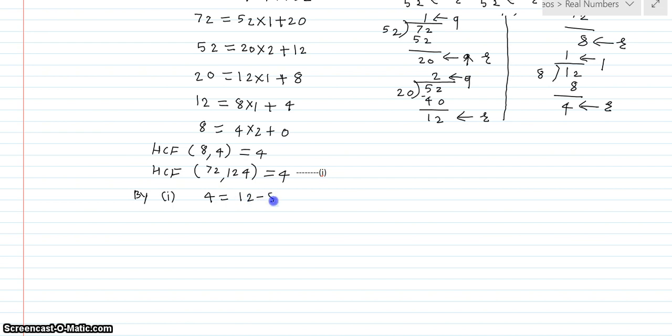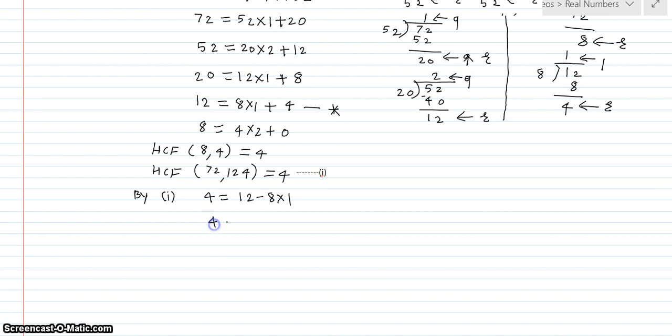12 minus 8 into 1. By equation 4, or by this equation star, we can write 4 as 12 minus 8 into 1. Now by this equation, we can write, in place of 8, 12 minus 20 minus 12 into 1.